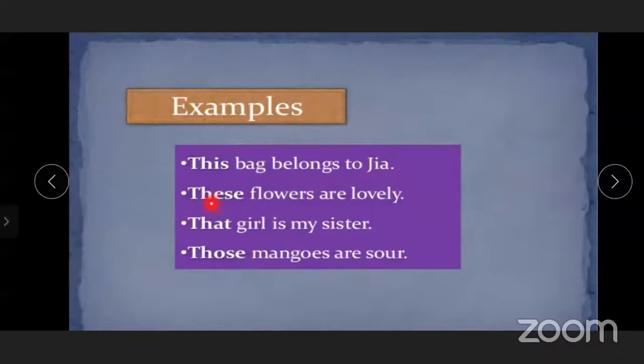This bag belongs to Gia. These flowers are lovely. Very good. That girl is my sister. Those mangoes are sour. So yeah, those are the words of demonstrative adjectives, and they identify a noun or pronoun by expressing its position. It is far or near.